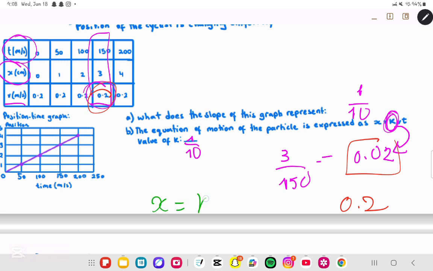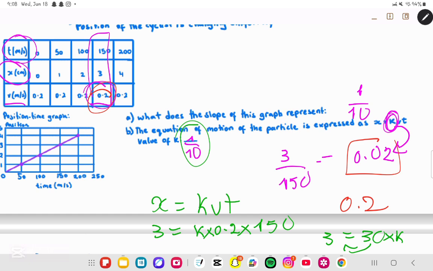x is equal to kVt, right? So x is 3, which is equal to the constant times the velocity, which is 0.2, times the time, which is 150. So 3 is equal to 0.2 times 150, which is 30, times k. So move this to the other side. k is equal to 3 over 30, which is 1 over 10. If you want to put it in simplest form, it will be 0.1.